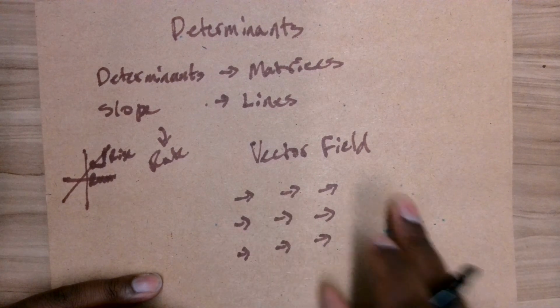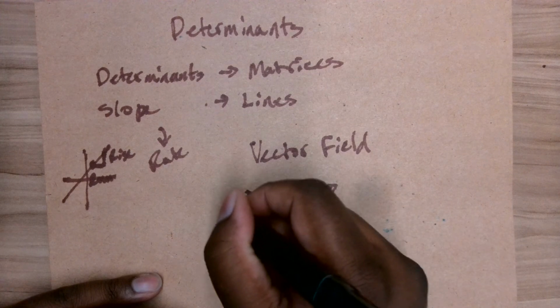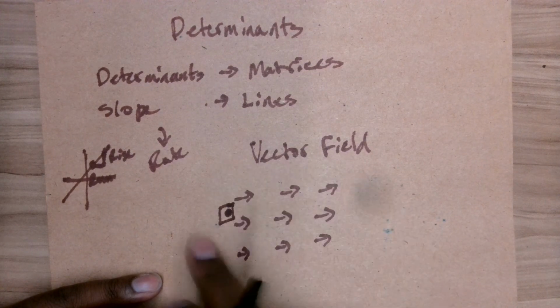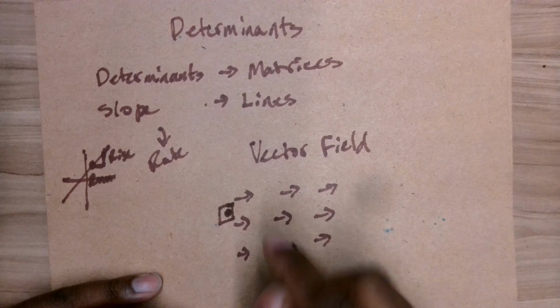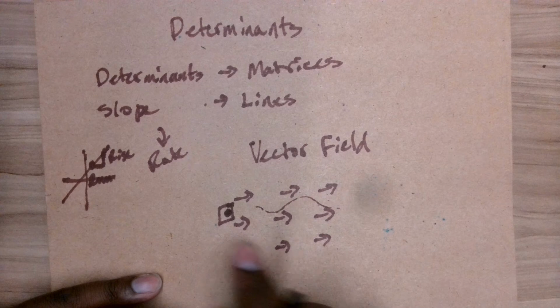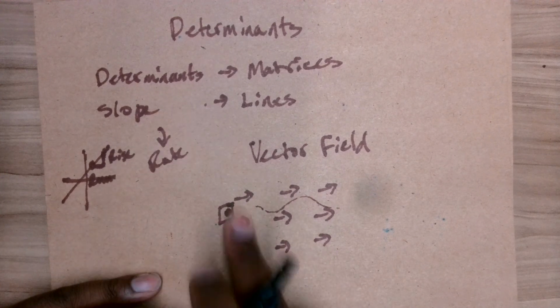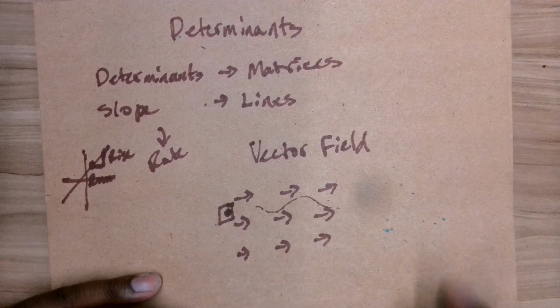So this could represent the current of a river. If I drop an object in it, like a pebble, it'll go along the flow of this vector field. Does that make sense? So the determinant is the rate at which an object flows through the vector field. I know I just threw a whole lot of physics at you, but just roll with me.